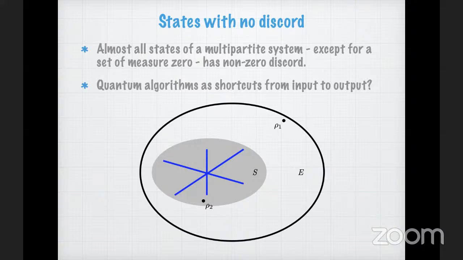So if you take a reverse view, then you can think: are quantum algorithms, whether mixed state or pure state, providing you shortcuts from the input to the output, both of which are bit strings, through a set of states which has generically non-zero non-classical correlations? And the classical computation becomes a very tedious process where you have to navigate from the input to output, stepping only on those points of measure zero, which has essentially zero discord.